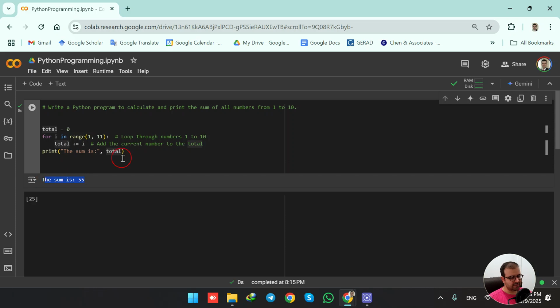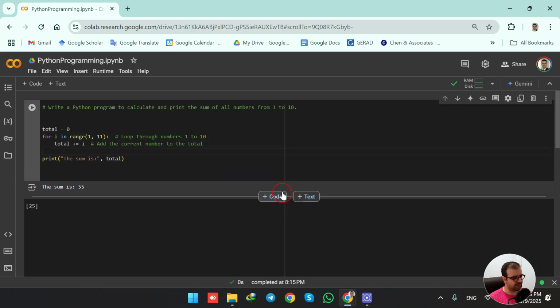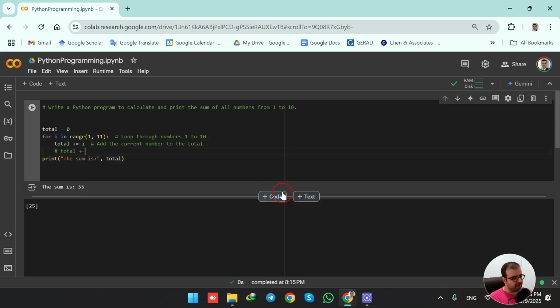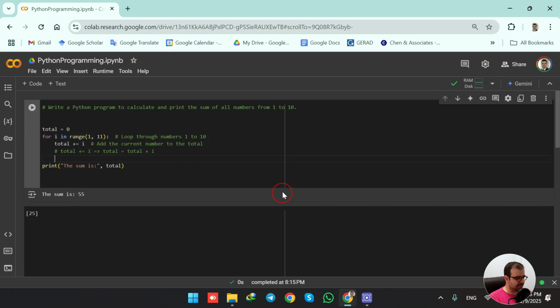It says that the sum is 55, but how is this 55 being printed? I mentioned earlier in another coding exercise that when we have a plus equal sign, it means we have this formula: total plus I, okay? So this is the formula. The first time I equals 1, we enter. Total is initially set to be 0, okay? So new total equals 0 plus I, which is 1. So total equals 1, okay?